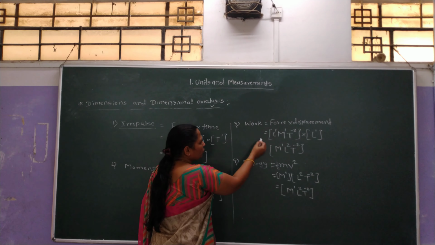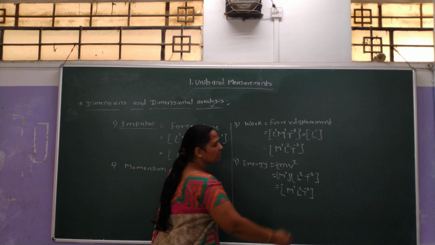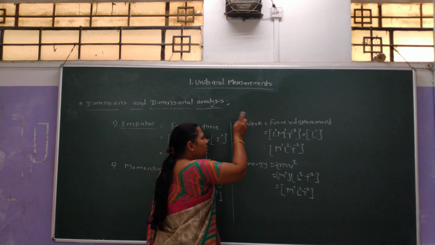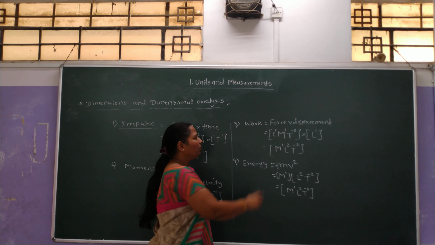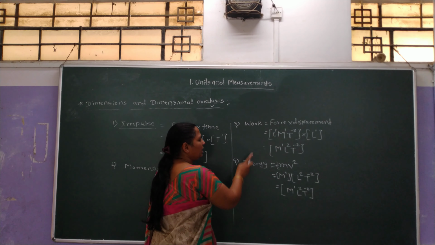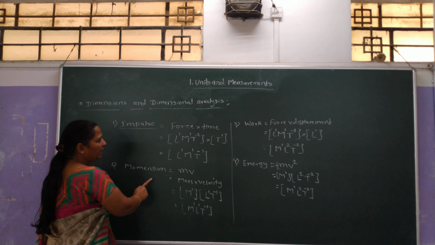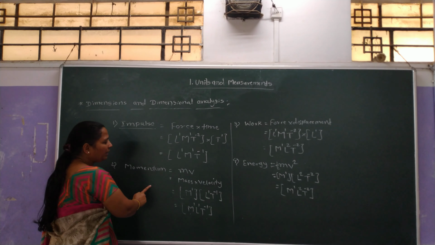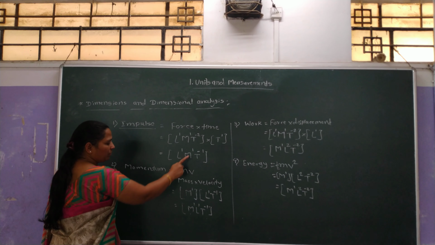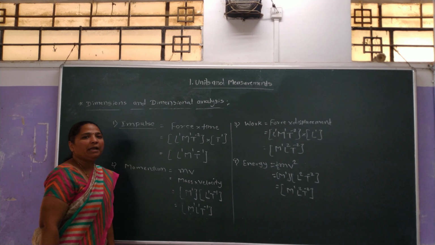Similarly, the dimension of work is M1 L2 T raised to minus 2, and energy also has dimension M1 L2 T raised to minus 2. Hence, work is stored in the form of energy. Therefore, work and energy have the same dimensions. Similarly, impulse and momentum have the same dimension, M1 L1 T minus 1.